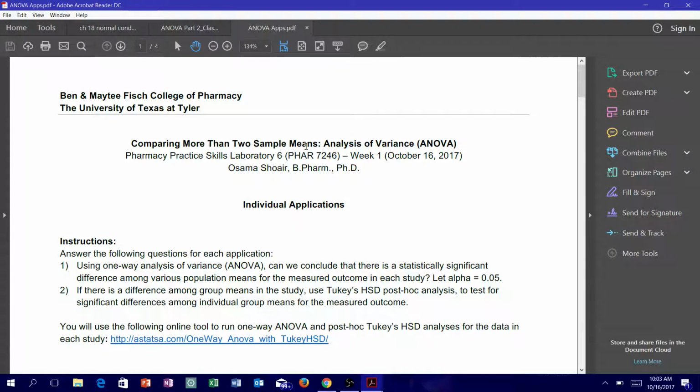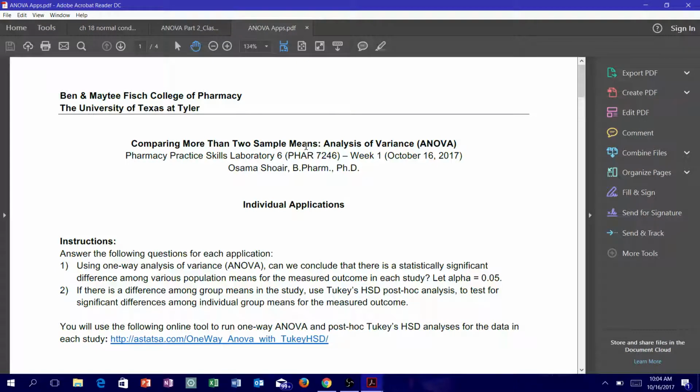What do you expect to get? A p-value. So you're going to run ANOVA, you're going to get a p-value, and you're going to compare it to alpha. In all these examples, alpha is fixed at 0.05. So if the p-value you get is less than 0.05, what are you going to conclude?